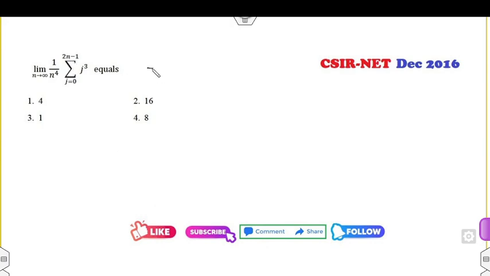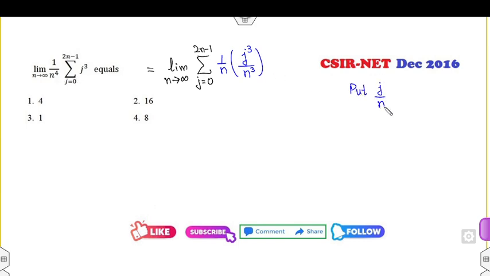Again you can see this is my limit, n approaches infinity, and summation j varies from 0 to 2n minus 1. I need to write 1 over n. What remains is j cube and n cube. Fine. I have written n to the power 4 in this manner. Then I can take j over n as my x. So 1 over n dj will be dx. It is my x cube into dx.